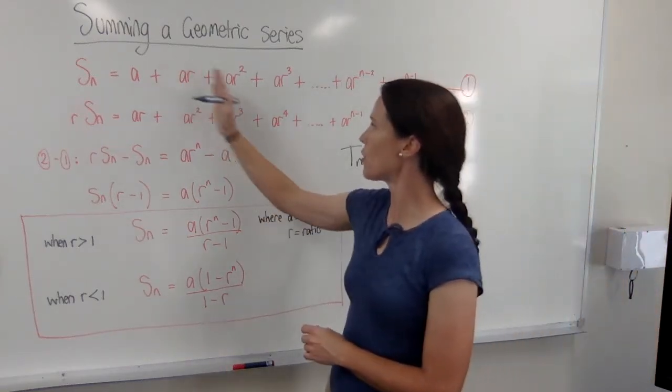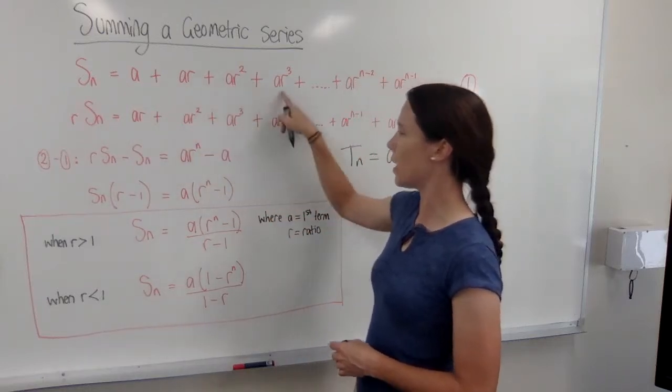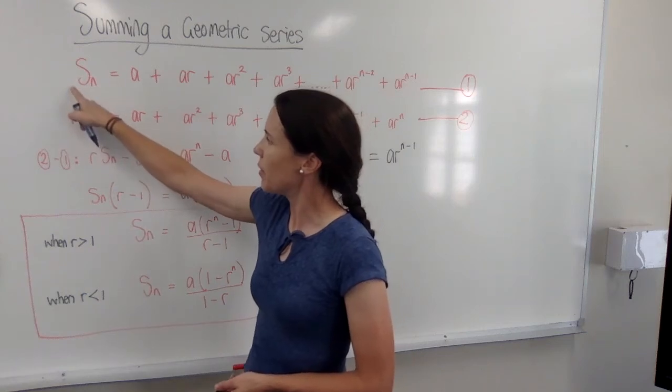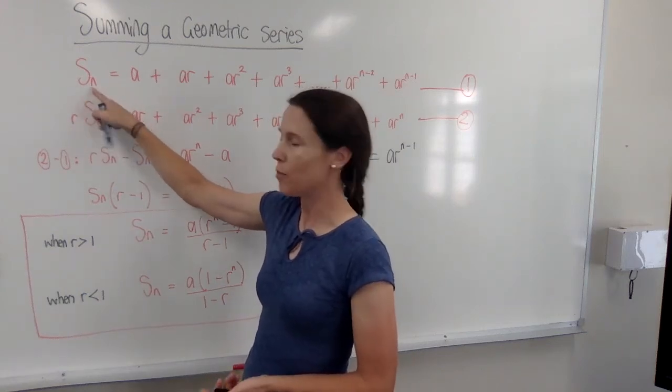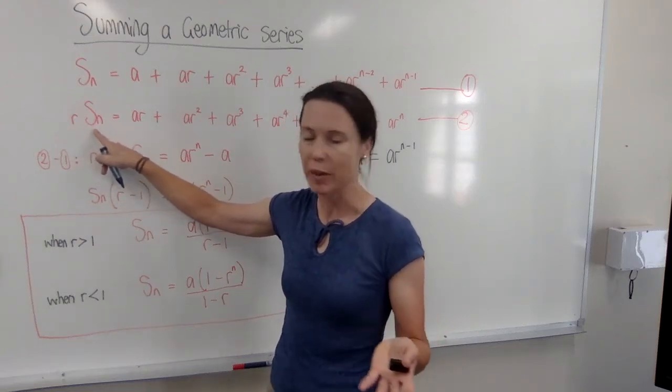We're going to take all of the terms in this series and multiply every single term by r. Why are we doing this? Well, you'll see in a moment. So on this side, if that's the sum to n terms, then if I multiply it by r, I've just got r times the sum to n terms.